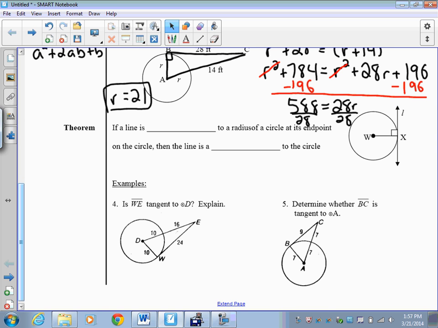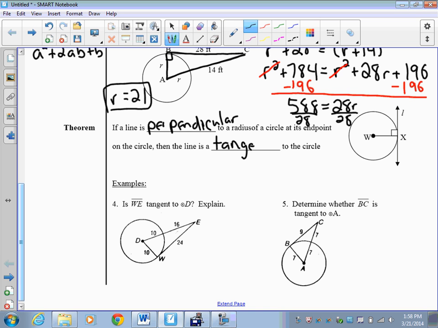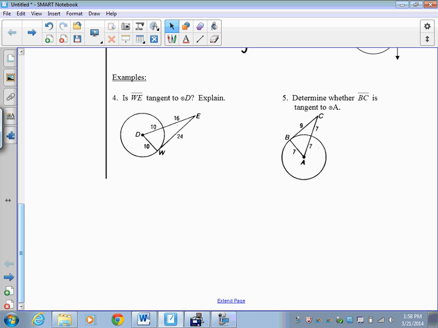So another theorem is if a line is perpendicular to a radius of a circle, and its endpoint is on the circle, then the line is a tangent to the circle. So this is kind of backwards from our first theorem that we started the lesson off with. So here's a couple examples we have. We have WE as tangent to circle D, or it's asking us, is WE tangent to circle D? Well, we need to find out if this is a right triangle.